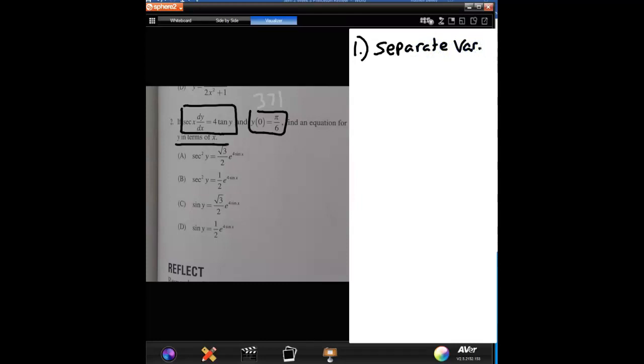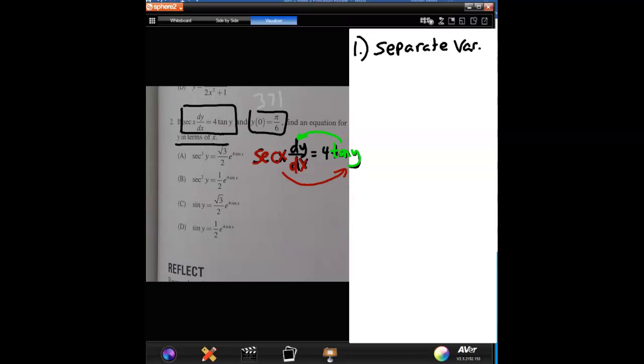In other words, you want all the y's on one side and you want all the x's on another. So I'm going to take this expression here, secant x dy dx equals 4 tangent y. And what I want is to get this tangent y to be on the other side with the dy. And I'm going to take this dx and this secant x, and I want to get those over here, to the other side. That way all the x's are on one side and the tangent is on another.